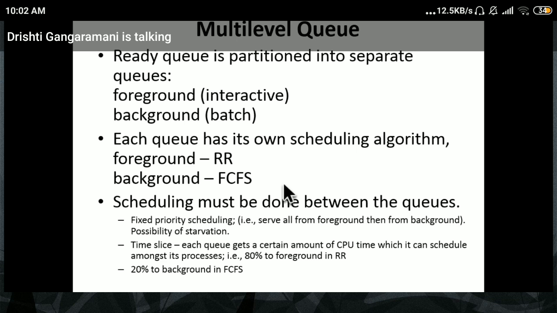Here it's written that the ready queue is partitioned into separate queues. So there are two queues: one is the foreground, the second one is the background. Can anyone tell me the difference between foreground and background? Any rough answer?